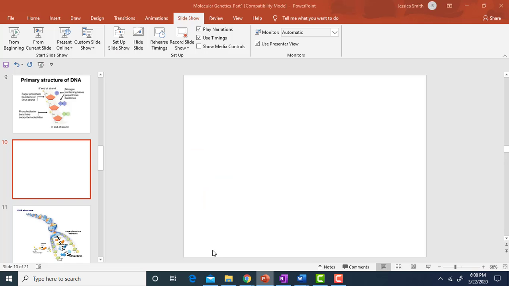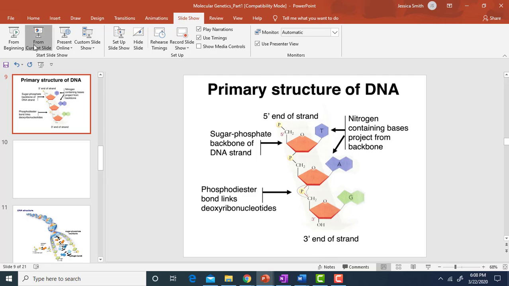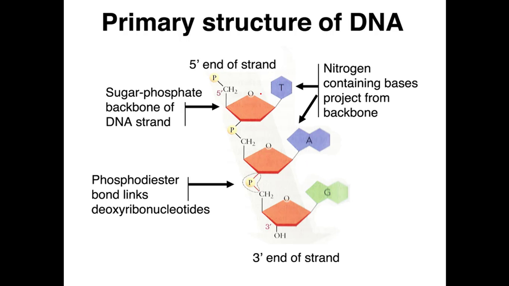So if we go back to our PowerPoint here, you can see this alternating phosphate, sugar. This end is the 5' end of the strand, whereas this end, where you see there's no phosphate but there's an exposed OH here, is the 3' end of the strand. The bases, the nucleotide bases, will stay in the middle of the DNA molecule.